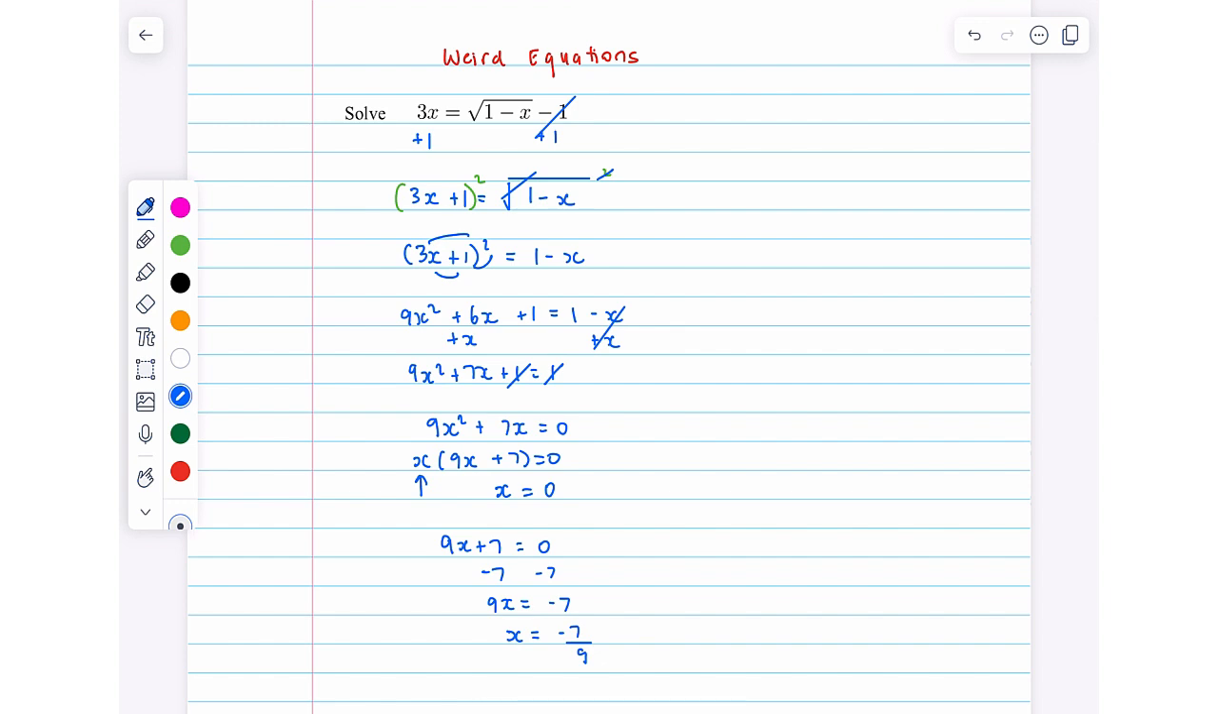Now, with these weird equations, it's easy enough to think that we're done. However, it's always worthwhile testing your solutions to see if they actually work. So pop them back into the equation and let's see what happens.